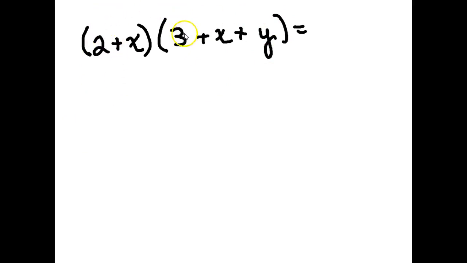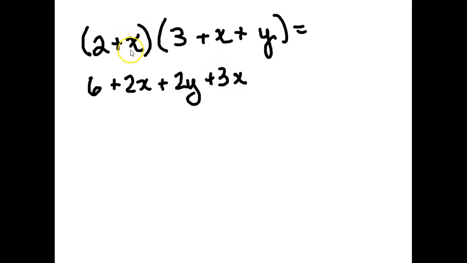I'm going to do my 2 times 3, which gets me 6. 2 times x is going to get me 2x. That's going to be positive. I'm going to have a 2 times y, and again, that's a positive, so it's 2y. And then I'm going to have x times 3, so I'm going to have a plus 3x. And then an x times an x, which is going to be an x squared. And then my x and my y, right? I'm going to have a plus xy.